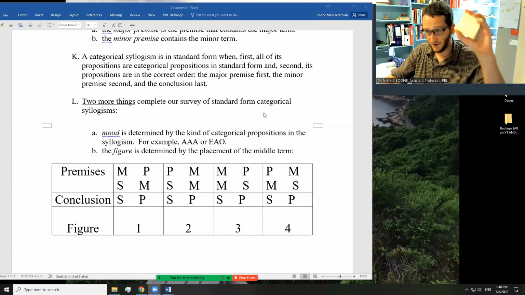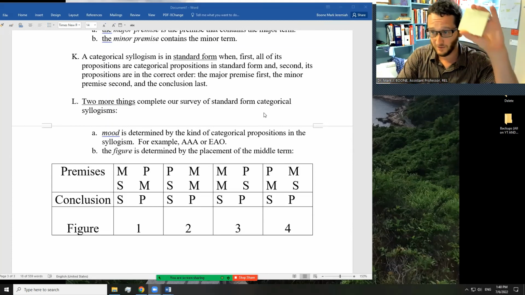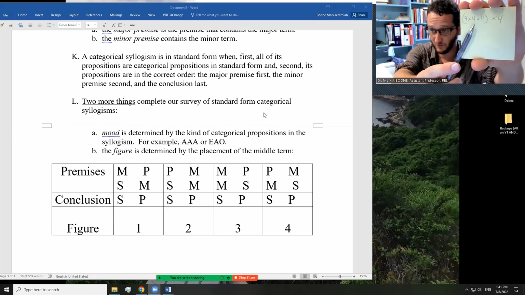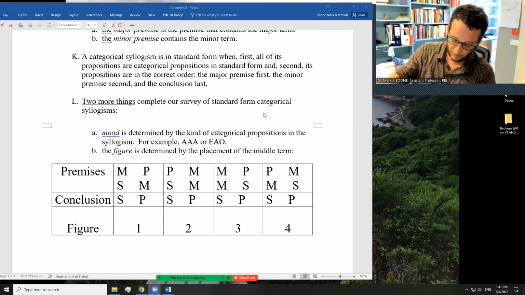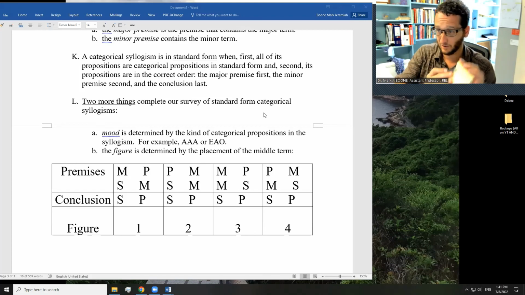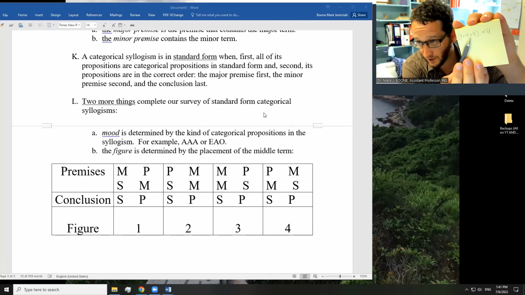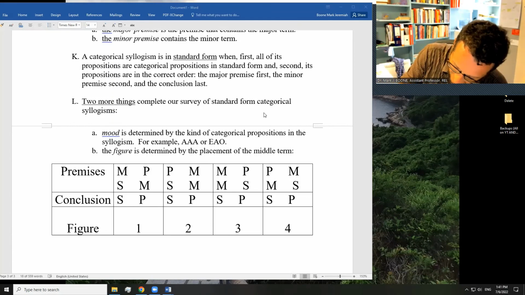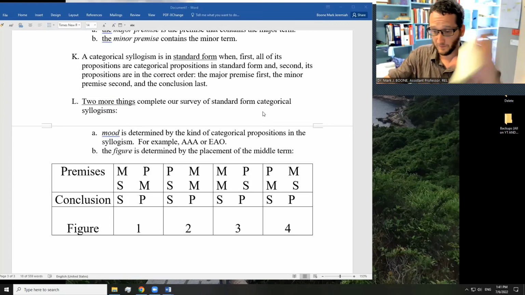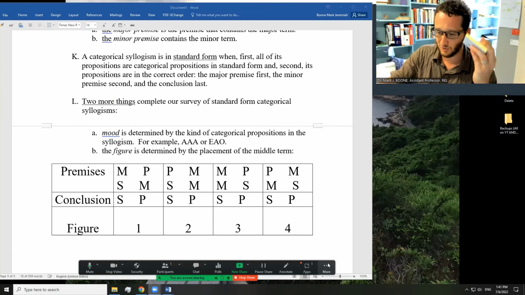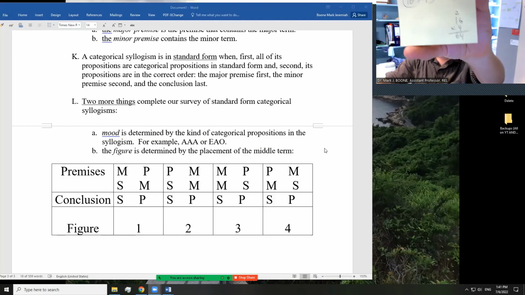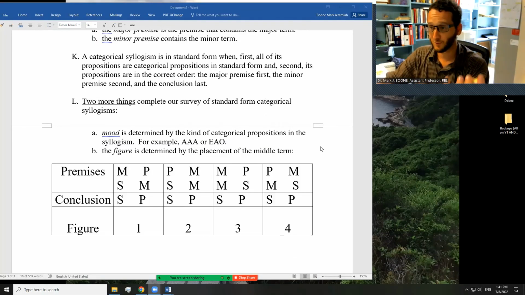Okay, this is what I'm thinking. How many different mood figure combinations are there? There are 4 possible figures. That'll be our last 4. And then there's 4 times 4 times 4 different options for the mood: 4 different options, AEIO, for the first premise, 4 for the second premise, and 4 for the conclusion. So I'm getting 16 times 4, which is 64.